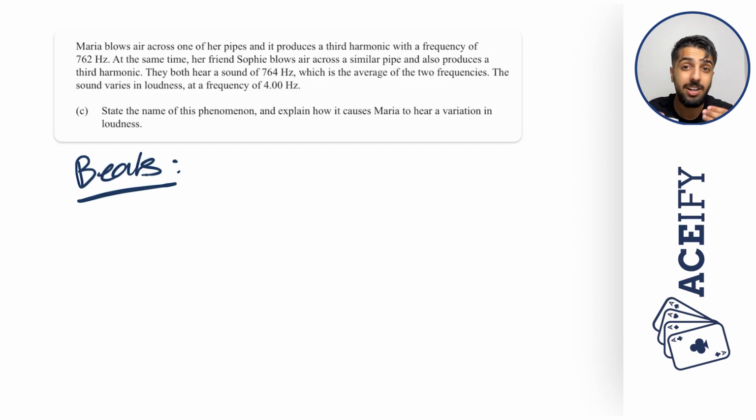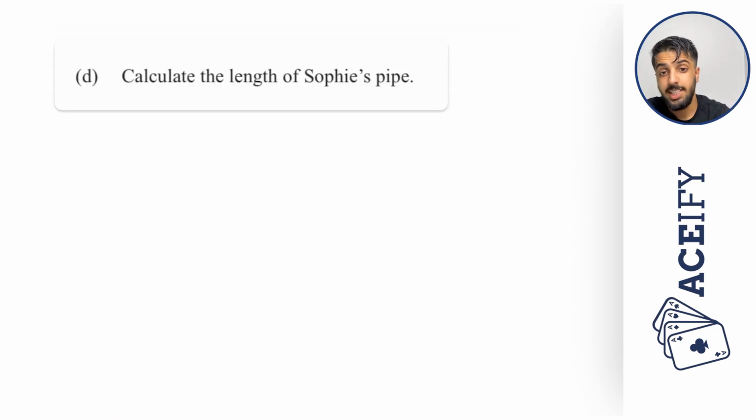So when the frequencies are in phase, they will constructively interfere, therefore producing a loud sound. And when they are out of phase, they will destructively interfere, therefore producing a quiet sound. And so as they constantly come in and out of phase, they will constantly produce a loud, quiet, loud, quiet sound. And so that creates a beating frequency. And again, you can write that in lovely words. Calculate the length of Sophie's pipe.